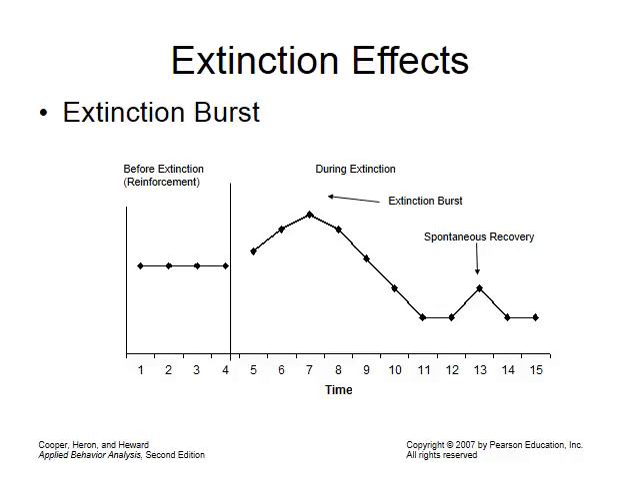So here's a sample graph of what an extinction burst might look like. So you see that before the extinction was implemented, while the person was still getting reinforced for engaging in the target behavior, there was a pretty steady rate of responding. Then they implemented the extinction procedure, and you can see that the frequency of the behavior went up before it went down. And this is the extinction burst. So you hear a lot, well, it's going to get worse before it gets better, and that's usually referring to the extinction burst and extinction effects.